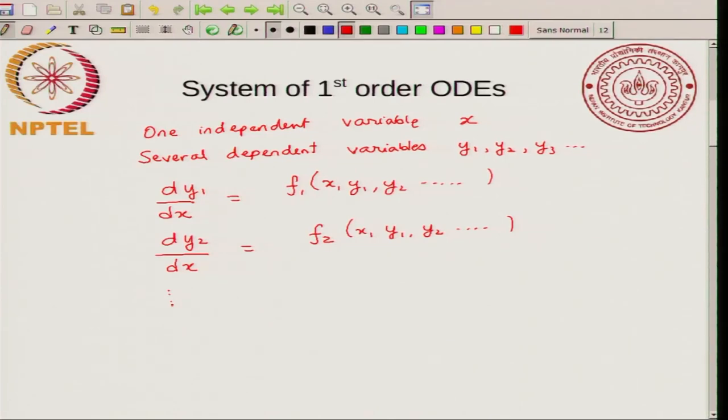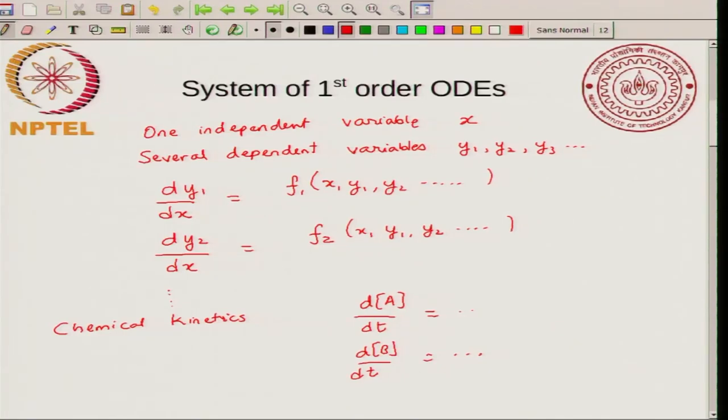Okay, and this is something that we encounter very often. You might remember your chemical kinetics. In chemical kinetics, we often have something like dA by dt is equal to something. Then you have dB by dt equal to something, and so on. So we often encounter such systems of first order differential equations, especially in chemical kinetics, but also in several other areas you might encounter them.